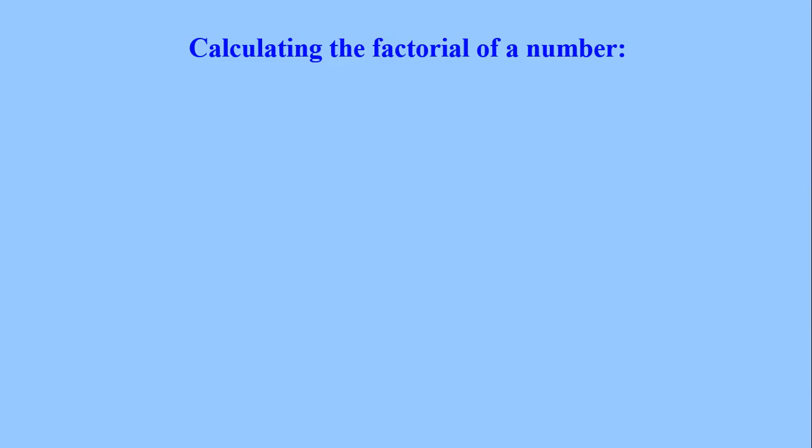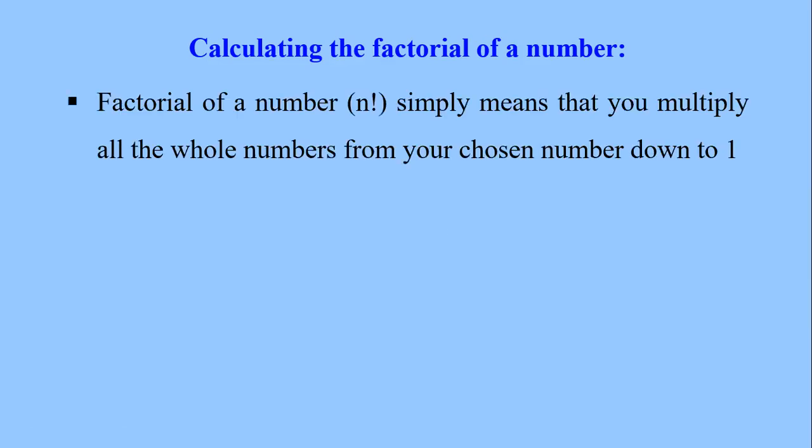That is the function called factorial. So, how do we calculate factorial of a number? Factorial of a number, which we write mathematically as n exclamation mark, simply means that you multiply all the whole numbers from your chosen number down to 1.